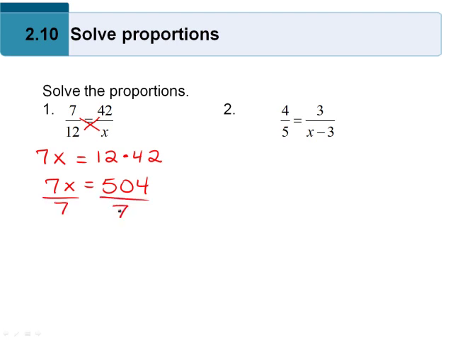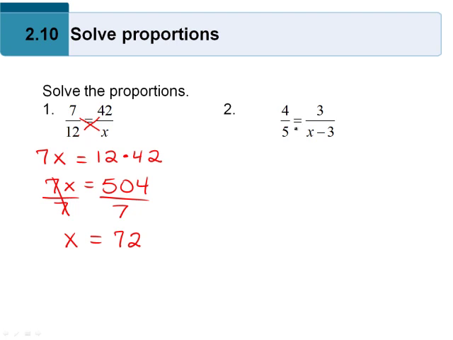Okay, and you can use your calculator for this. So we get x, because the 7's cancel, equals 72. And if you plugged it back in where the x was and cross multiplied, you'll see that you get the same number, so it's a true proportion, and that means your solution is correct.